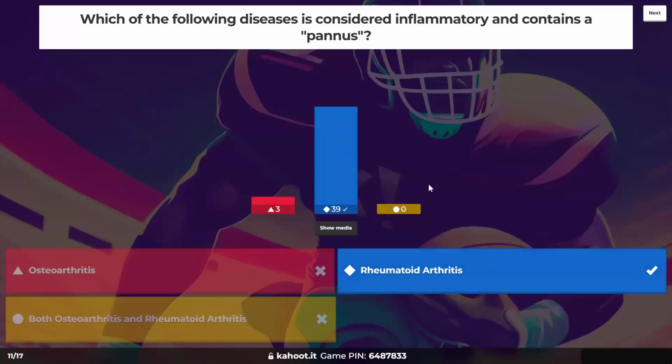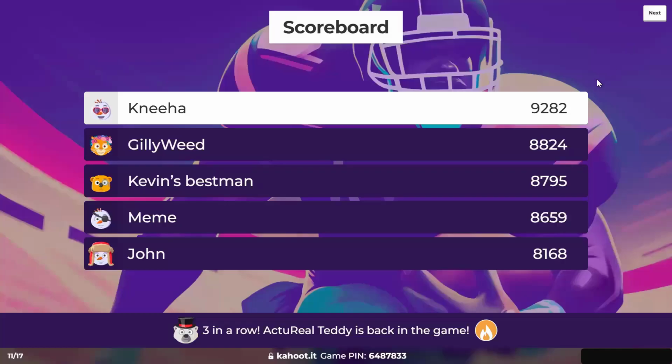A lot of new choose. Most did get that. That one is the rheumatoid arthritis. No changes.